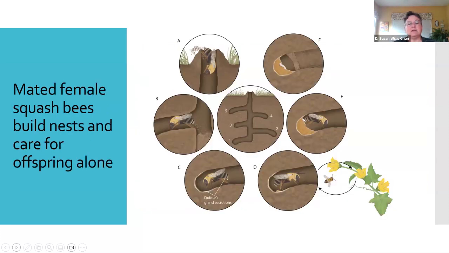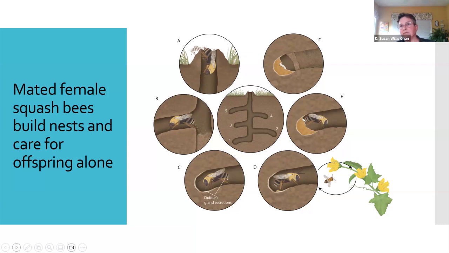Once females are mated, they then start to build nests. So I'm going to go through the things they do in their nests if you could see them. In circle A, a bee is starting to create a vertical tunnel, and she creates that tunnel into the ground. And then in B, she starts to create a lateral tunnel. And you can see in the middle what the thing looks like when it's all done.